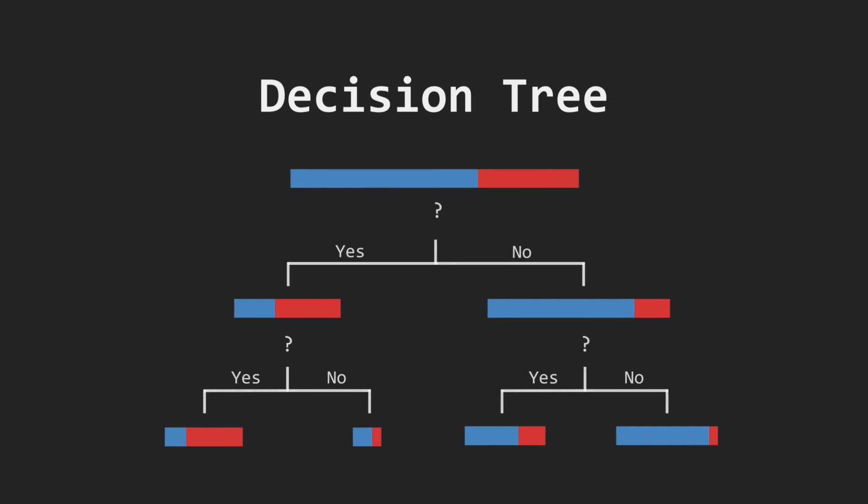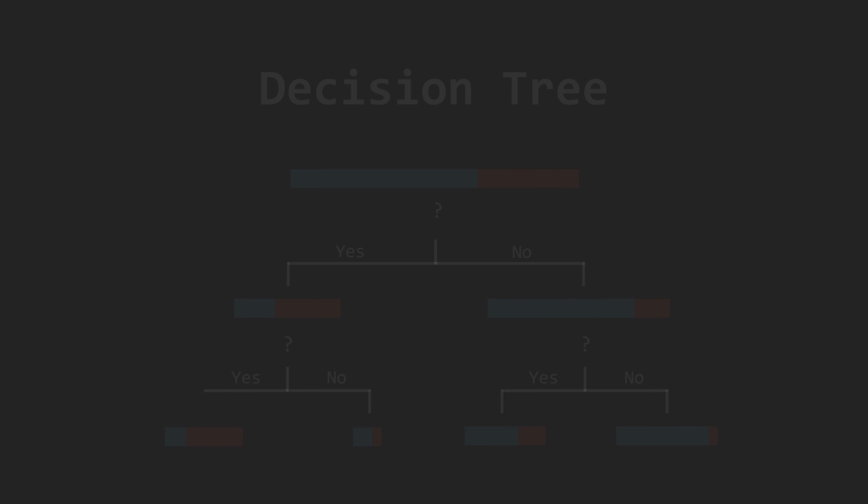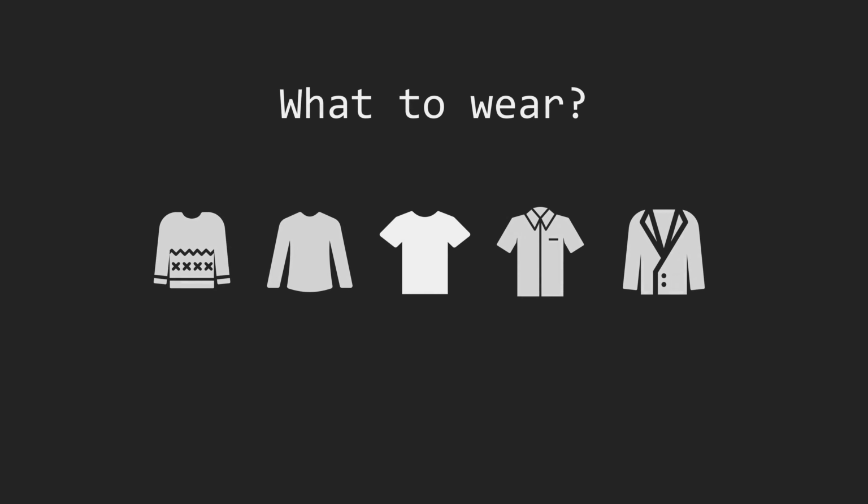It turns out that the art of asking proper questions is not only important for games, but also in everyday life. It is also the basis of the decision tree algorithm, one of the most popular methods for decision making and classification. To learn more about this algorithm, let's start with an everyday example. What to wear when going outside?